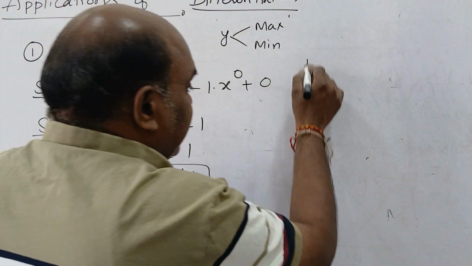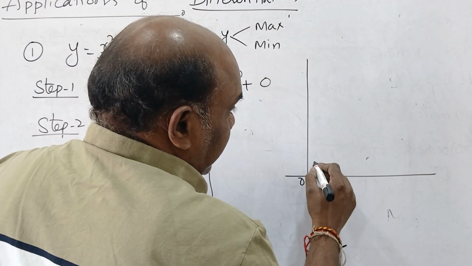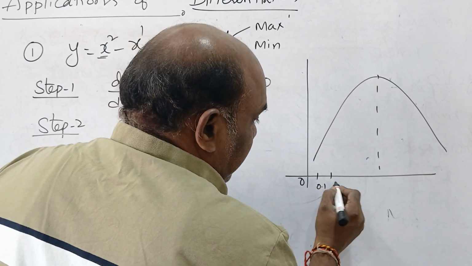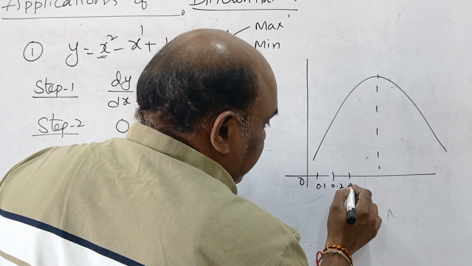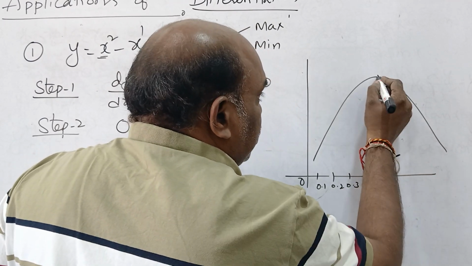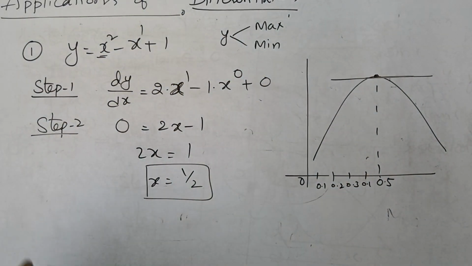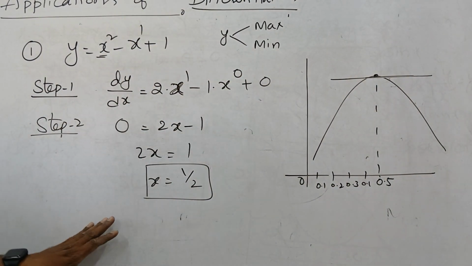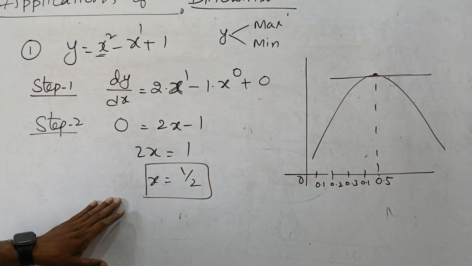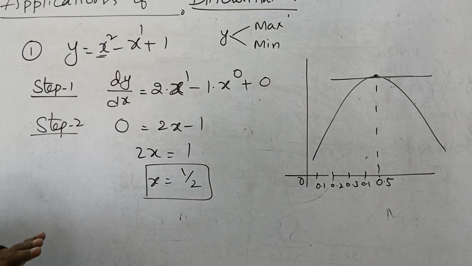That means if you take the graph like this, this is the origin, 0.1, 0.2, let the graph be like this. At this point, 0.5, the slope is 0. That means this is the maximum value. We are getting only one value. Now this is the function. So the maximum value is at 1 by 2, and its value is 0.